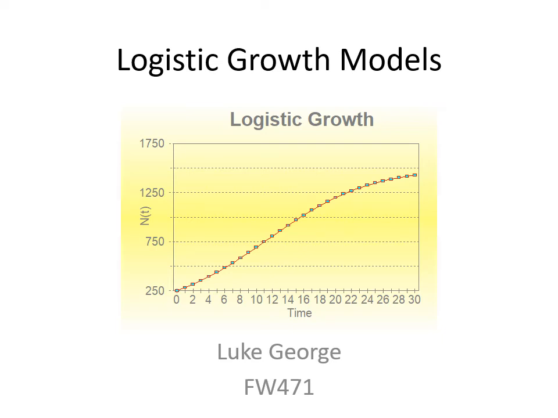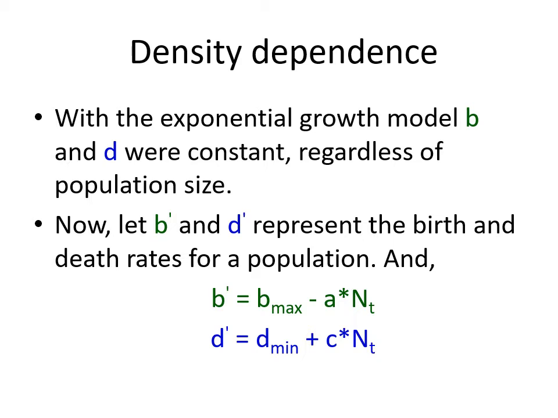So let's move on to logistic growth models. As we talked about with the exponential growth model, B and D were constant regardless of the population size. Now we'll indicate B prime and D prime representing the birth and death rates of the population. And we're going to set a condition here. So the growth rate at any particular time is a function of the birth rate.